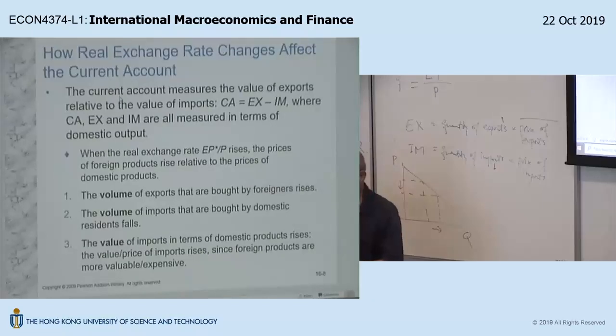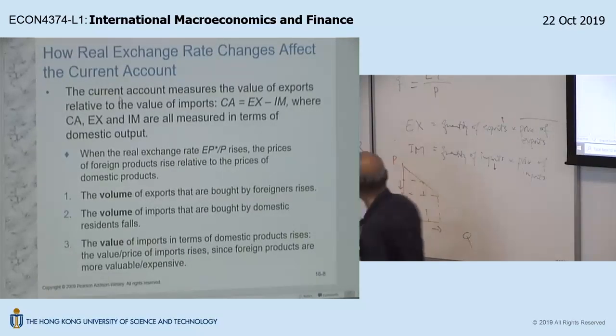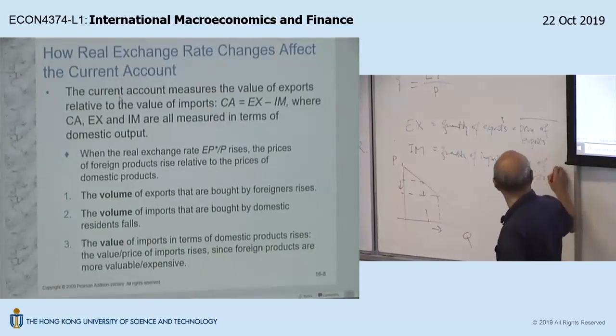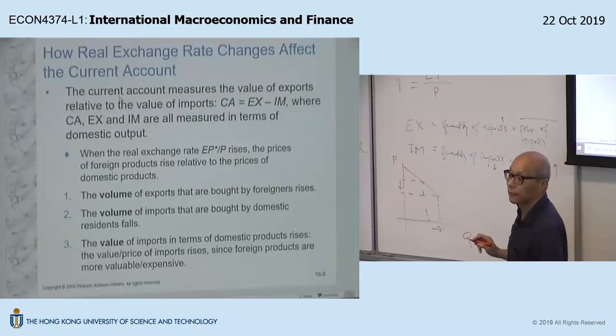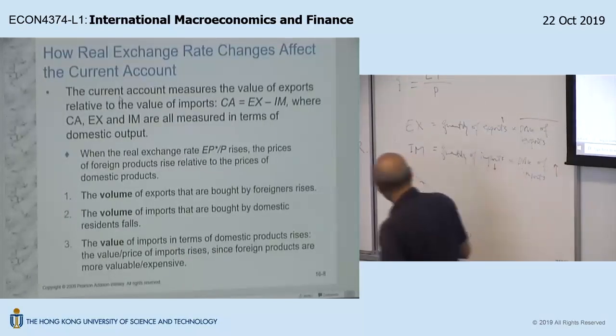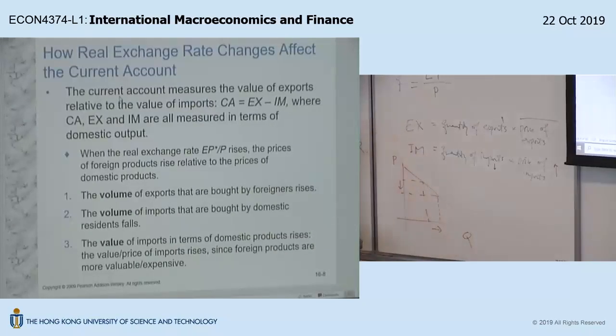So just make the assumption that the exporters will price the same domestic price regardless of whether there is an appreciation or depreciation. Okay, so this is unchanged. However, the price of imports, expressed in home currency, has gone up, and that is the reason why this goes down, right? Is it clear or am I not clear?